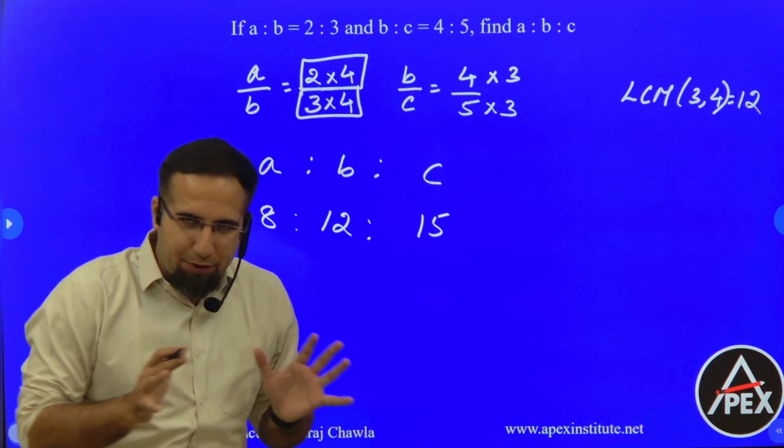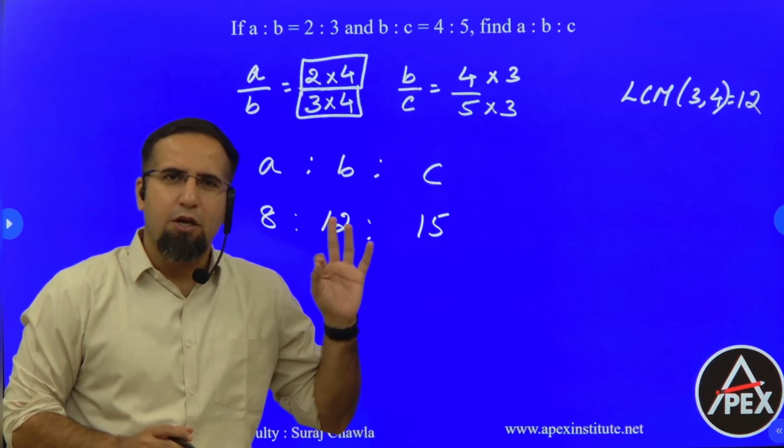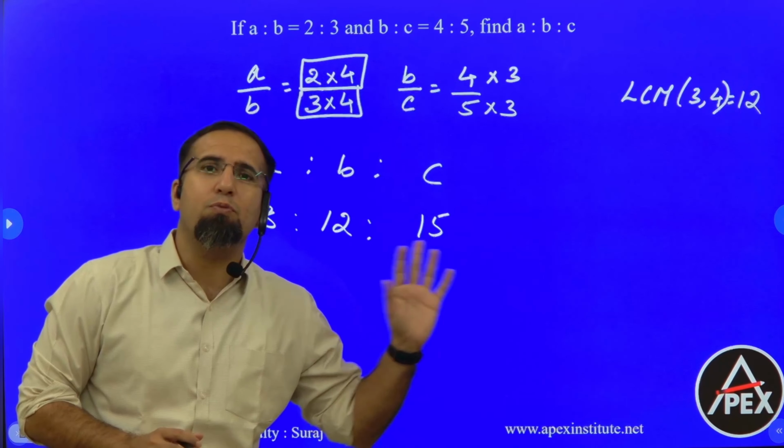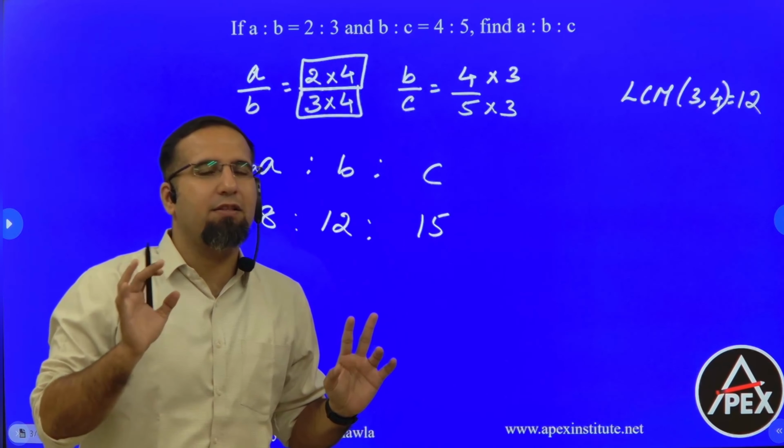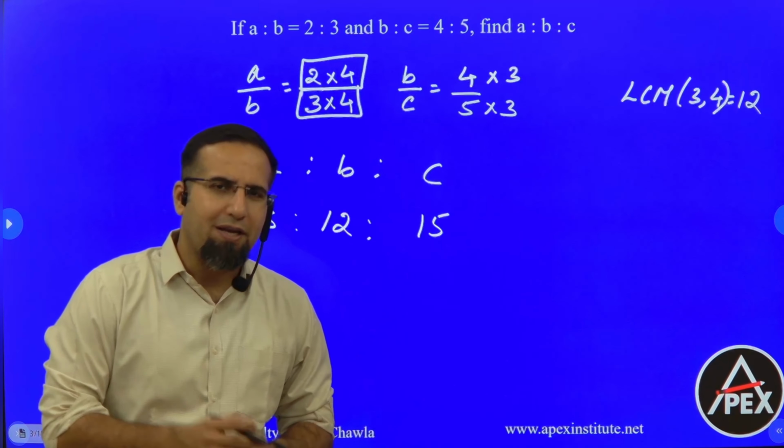Clear guys? So this is the mathematical process. I repeat two simple steps. The repeated term should be numerically same. And second step, how do you make it numerically same? By taking the LCM of the repeated term. Right? Now, there is a shortcut.